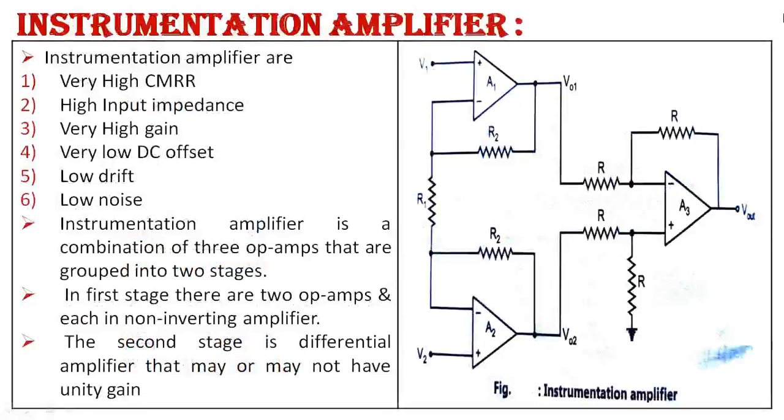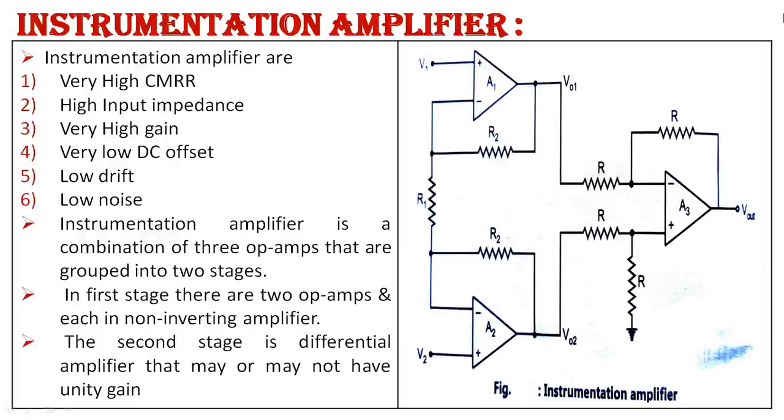Now the next concept is the instrumentation amplifier. See the diagram, three op amps are used. Two are non-inverting amplifiers and the third one is the differential amplifier or difference amplifier, and the gain is controlled by R1.